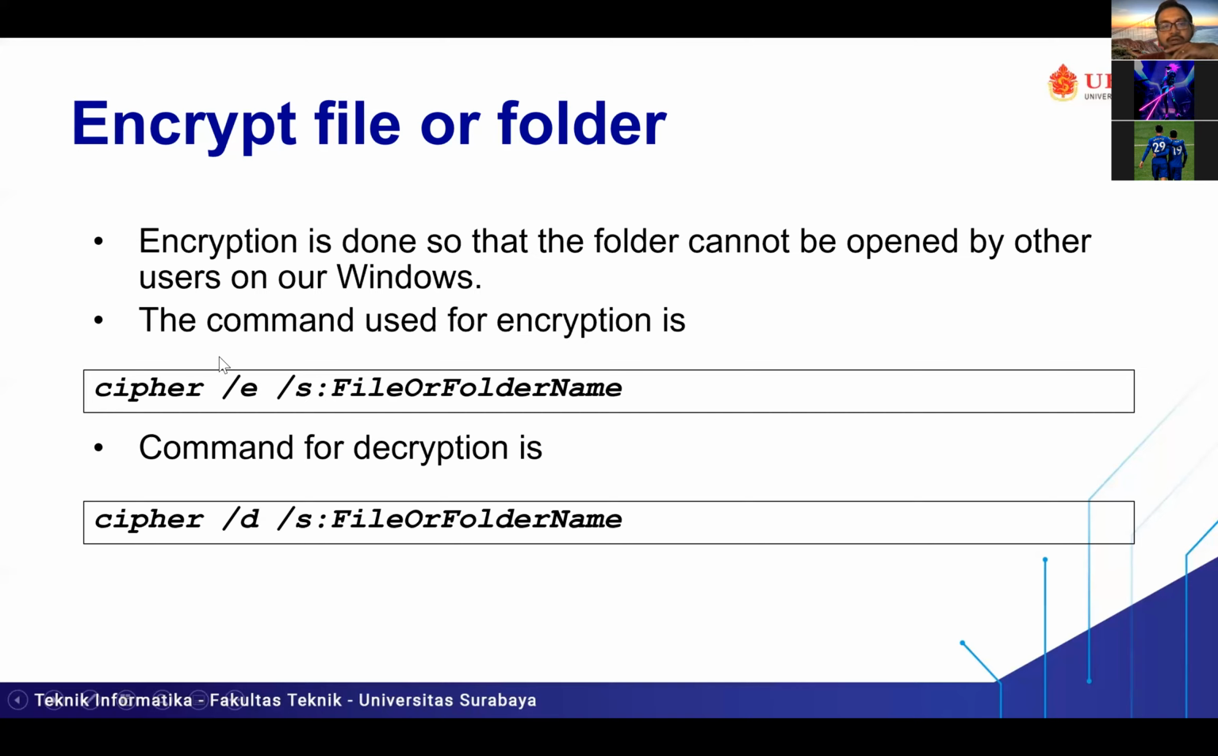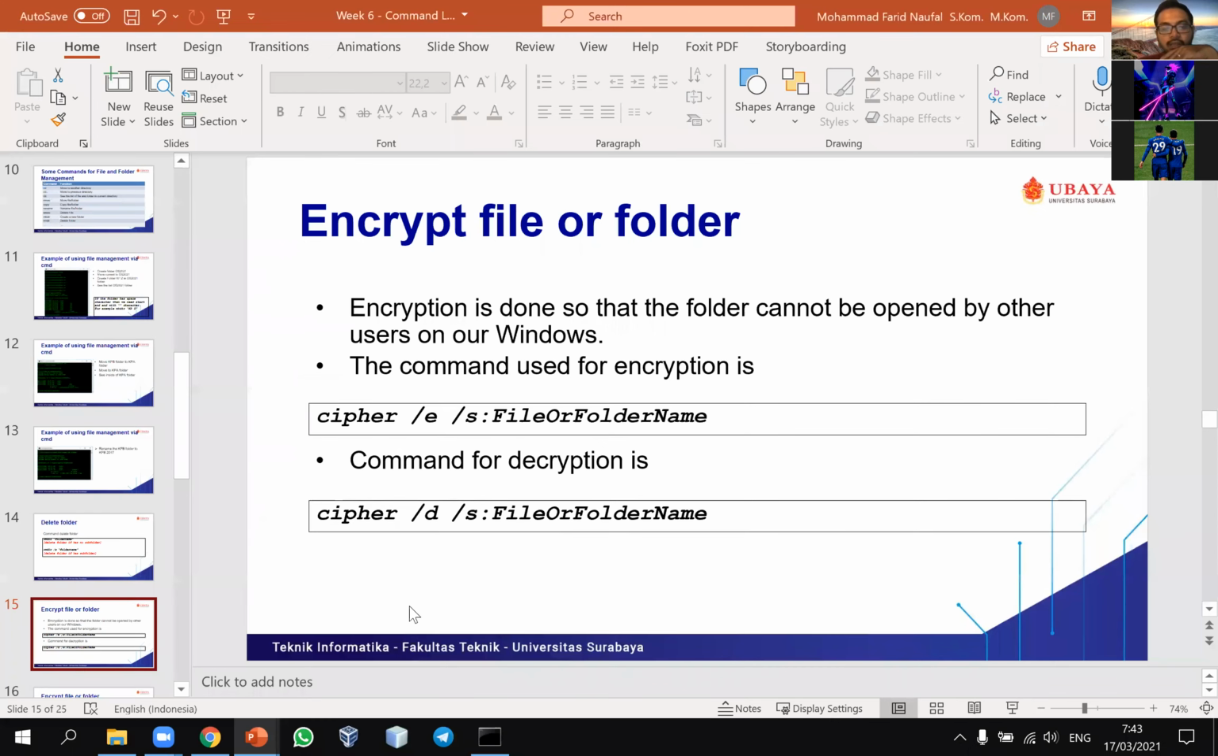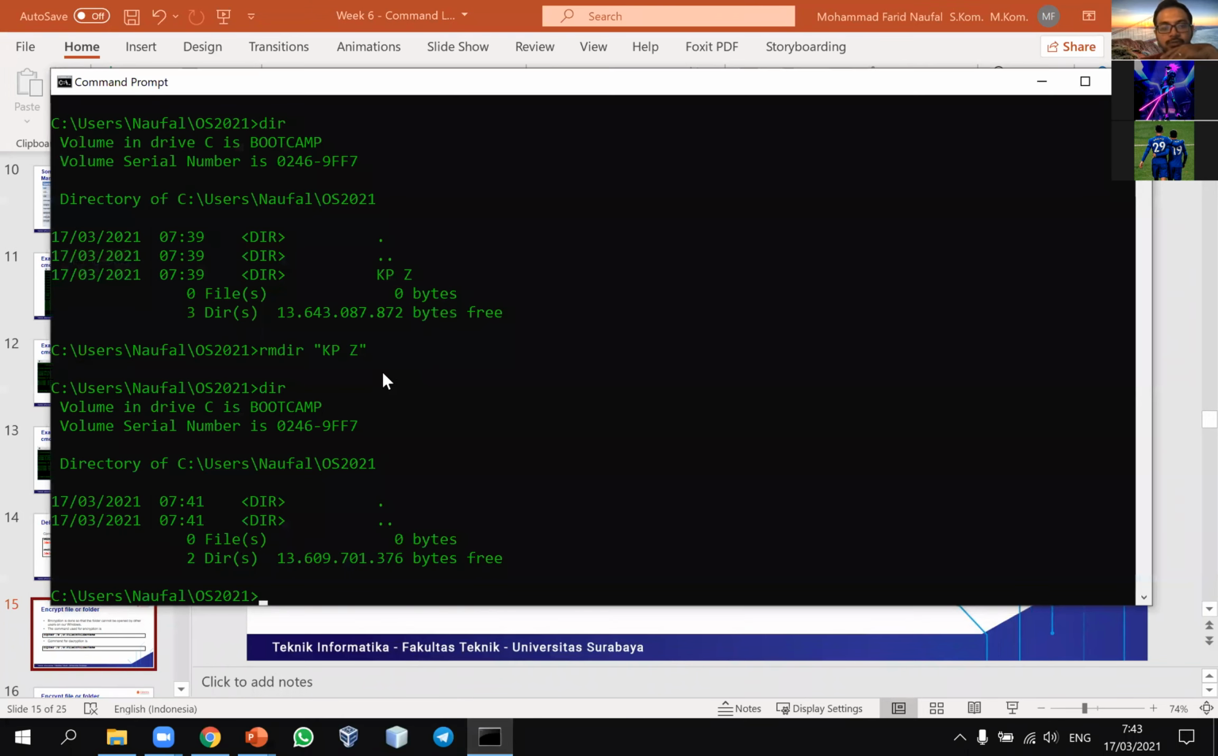So this one is the command for encrypting a file or folder: cipher /e /s, then the name of the folder or file. Then if you want to decrypt your file or folder that you have encrypted before, we can use cipher /d /s and the file or folder name. Okay, for example, I want to create encryption for my OS 2021 folder.